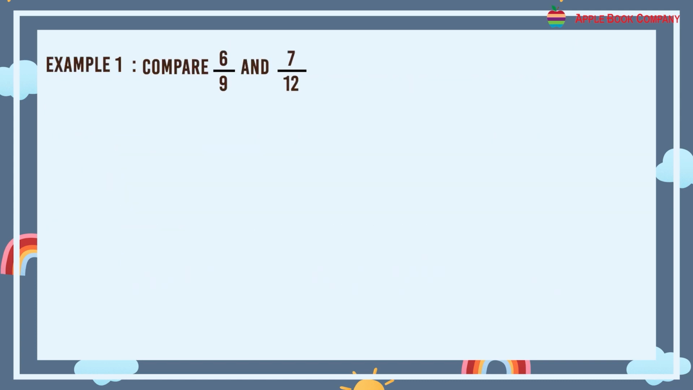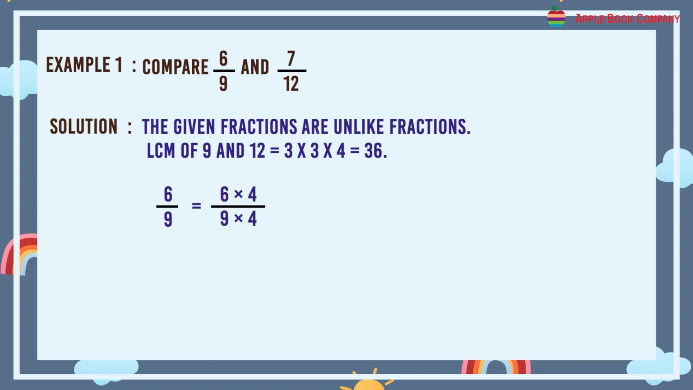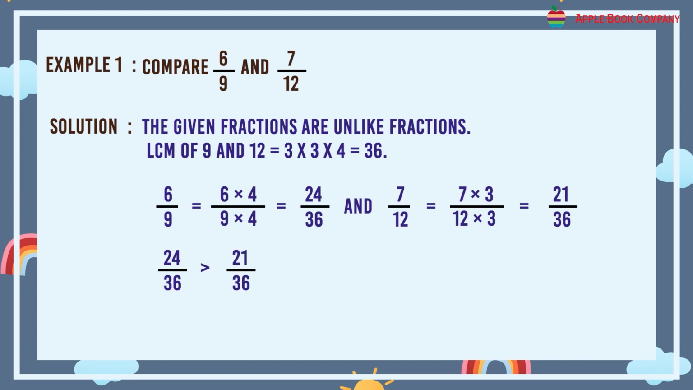Example 1. Compare 6/9 and 7/12. Solution. The given fractions are unlike fractions. LCM of 9 and 12 equals 3 × 3 × 4 equals 36. Now, 6/9 equals (6 × 4)/(9 × 4) equals 24/36. And 7/12 equals (7 × 3)/(12 × 3) equals 21/36. Therefore, 24/36 is greater than 21/36. Hence, 6/9 is greater than 7/12.